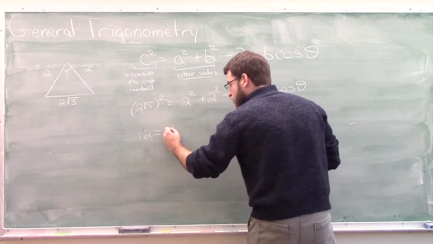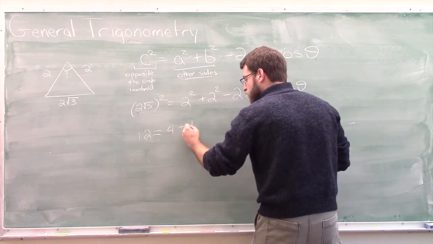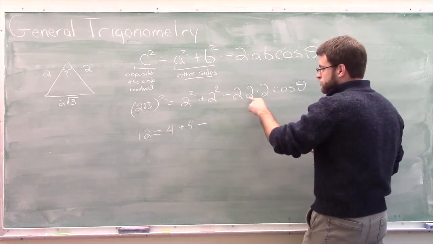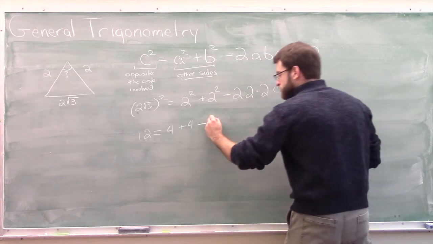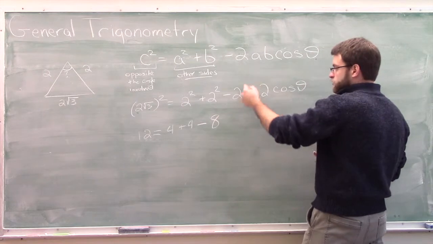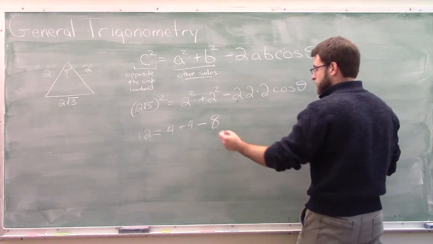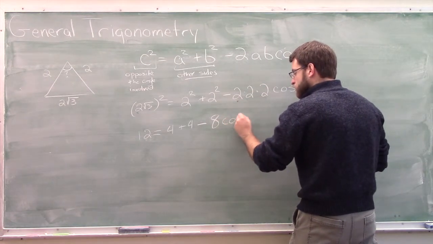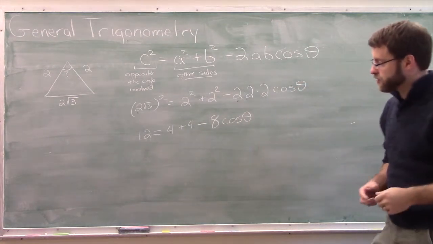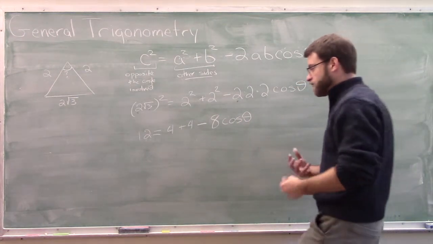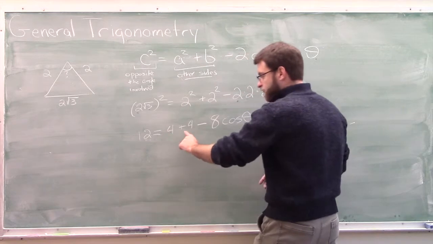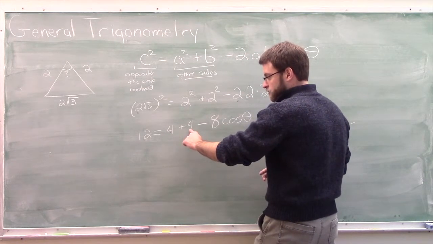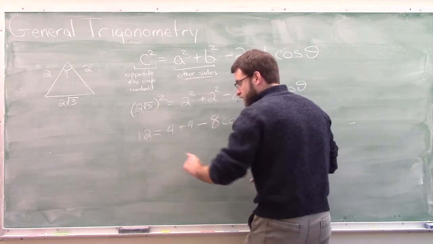2 squared is 4, 2 squared is 4. We have 2 times 2 times 2, which is going to give us 8. 2 cubed is 8, or 4 times 2, also 8. Okay. So that simplifies the arithmetic a little bit. And let's go ahead and finish simplifying. So we can add 4 and 4 and we get 8. Right? And then I can subtract that from both sides.